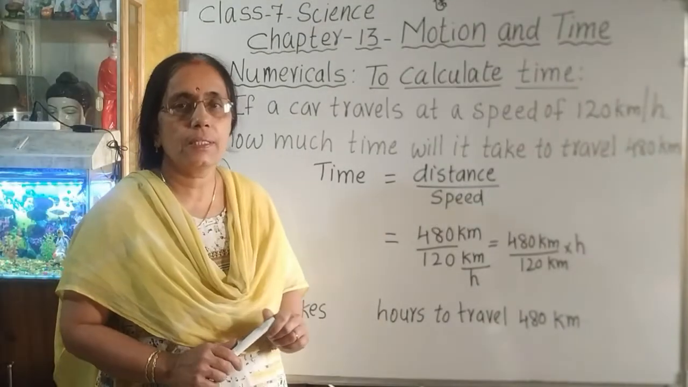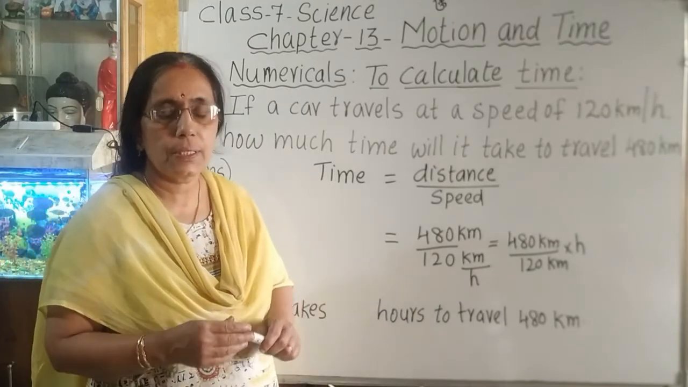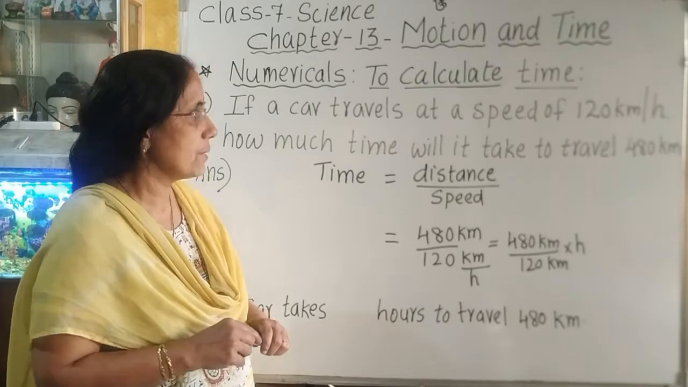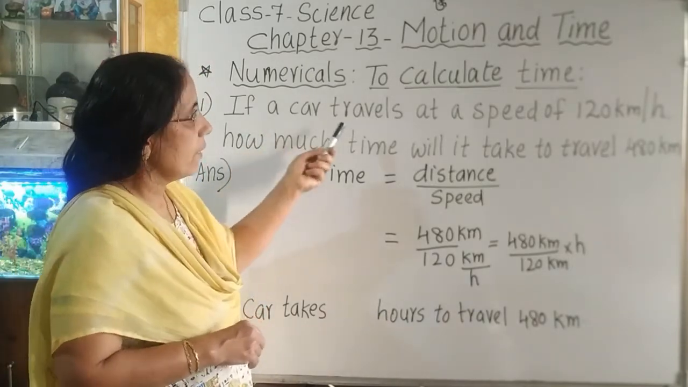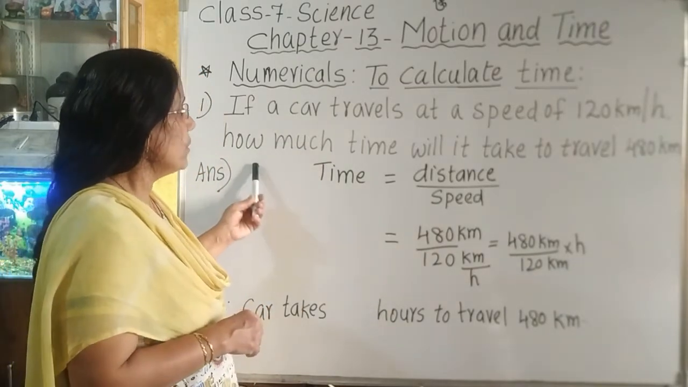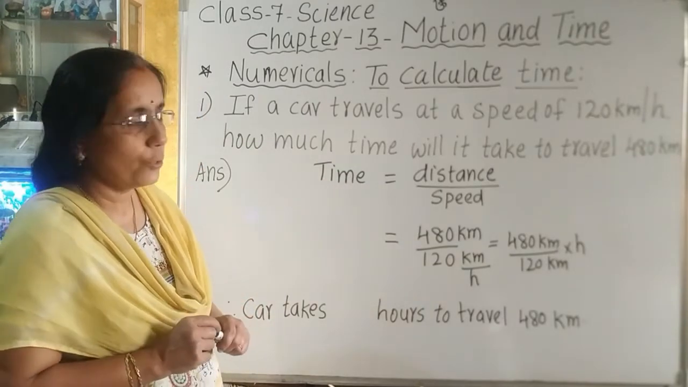That is the final answer. Now let us discuss how to find out the time taken. If speed and distance are known to us, how to calculate the time taken to travel the distance. So let us take one example. If a car travels at a speed of 120 km per hour, how much time will it take to travel 480 km? That is the question.